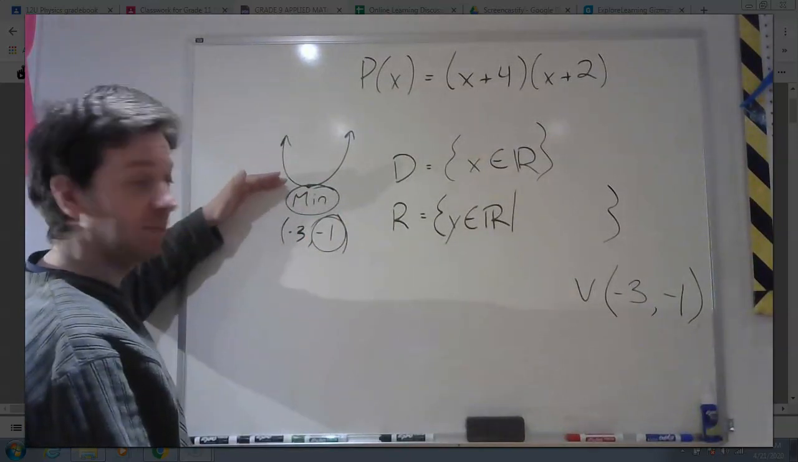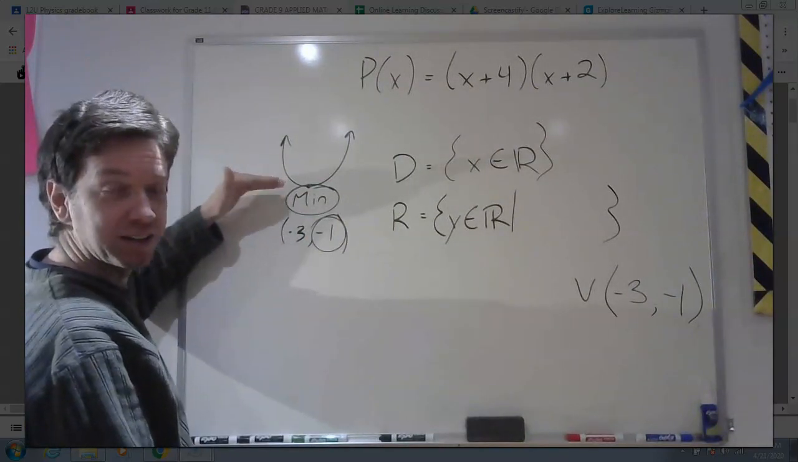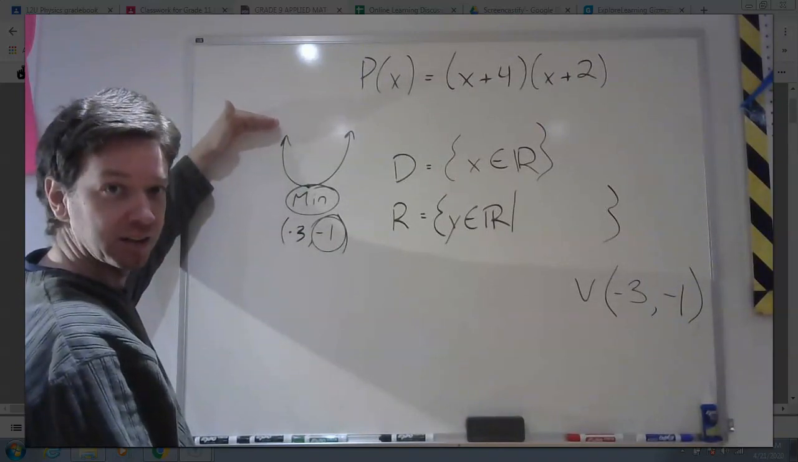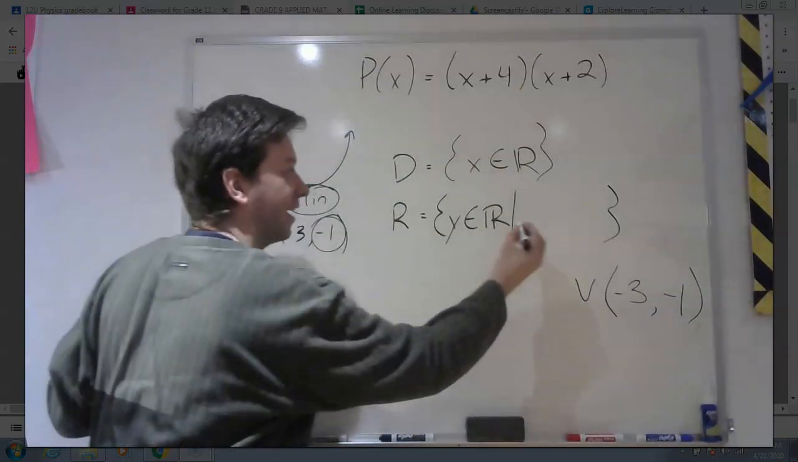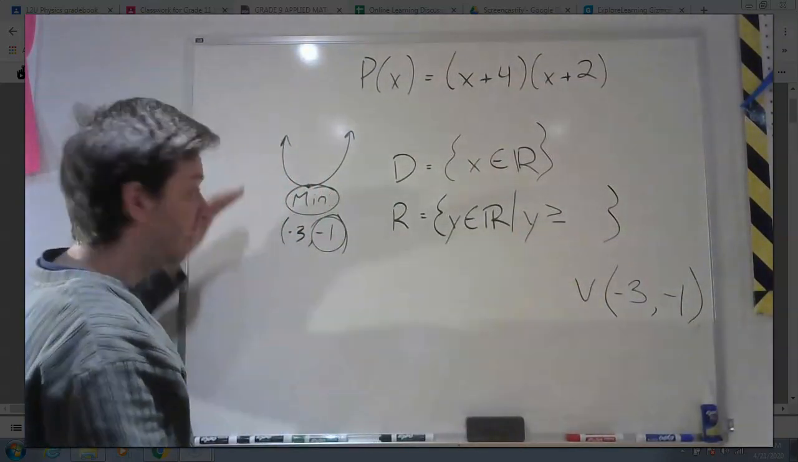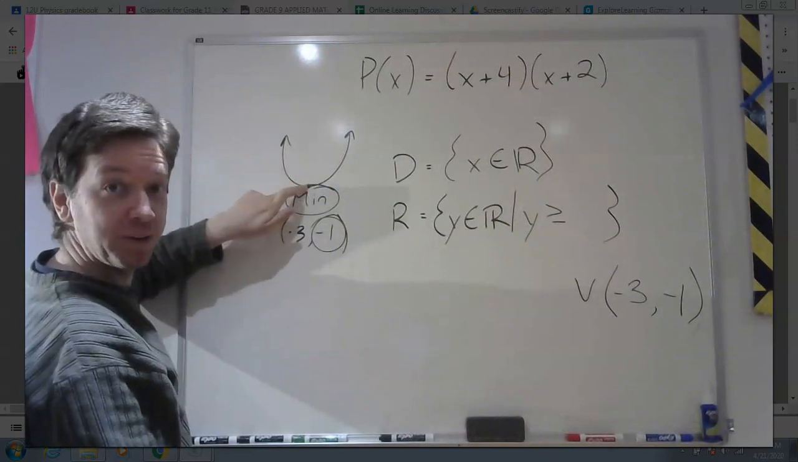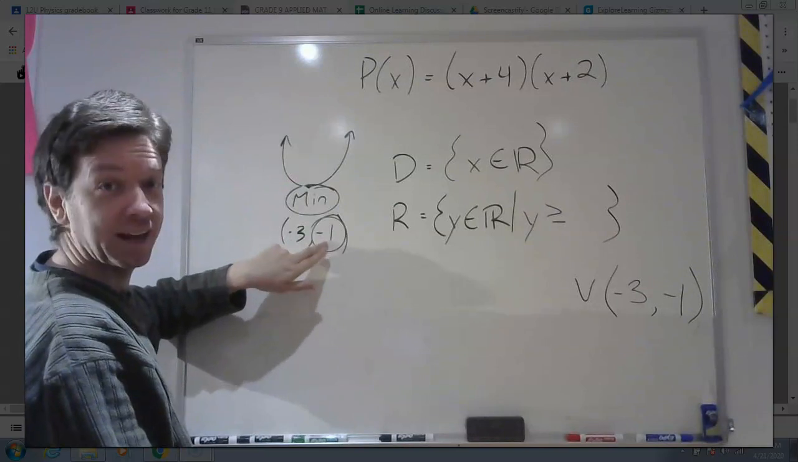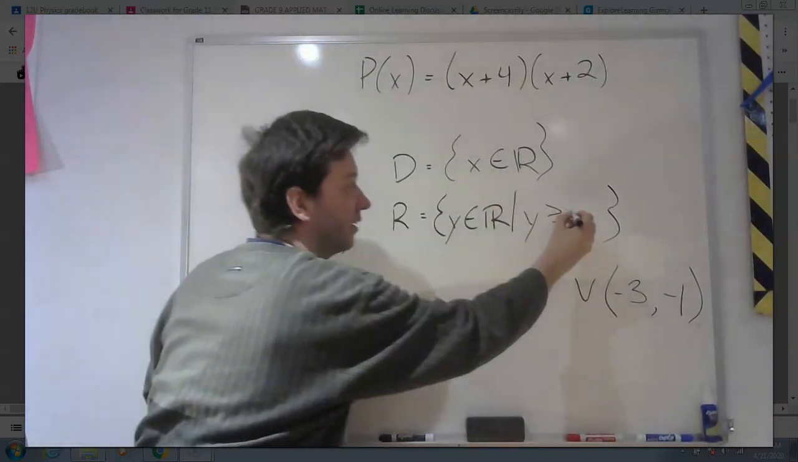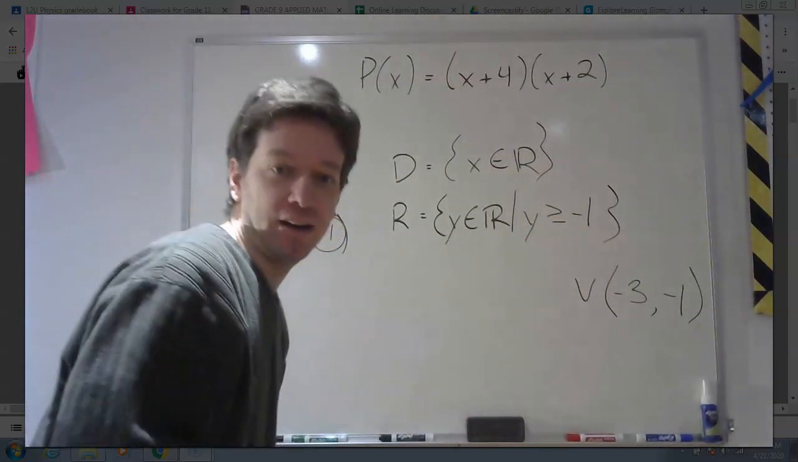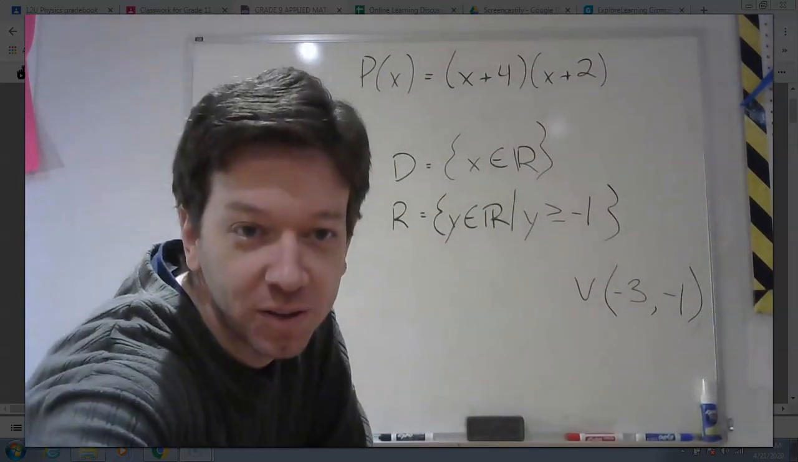Since this is a minimum point, it's going to be all the values above that point. So y is going to be all the values greater than or equal to that point. And what's the value at that point? Well, what's the y value at that point? -1. So -1. There's our range. Alright, let me just see what other questions there are.